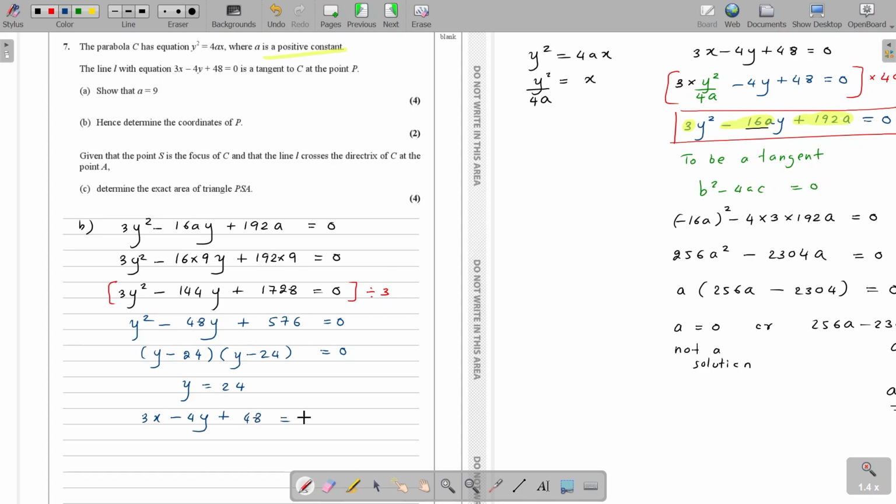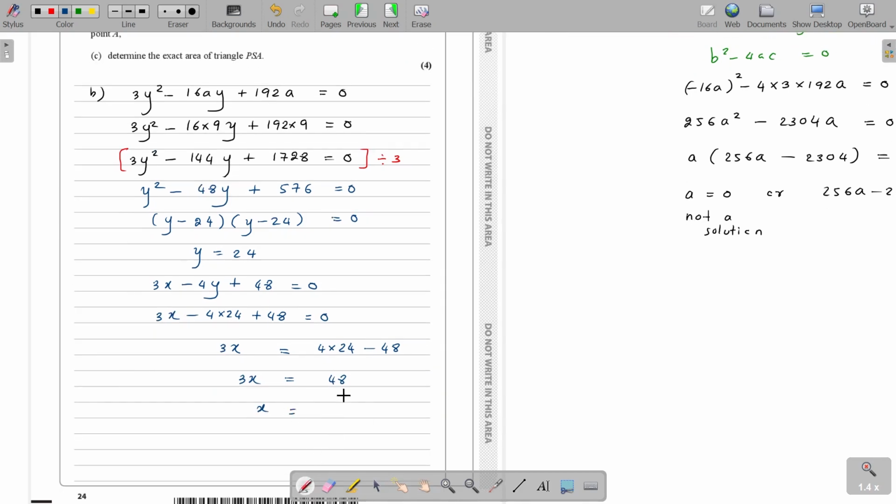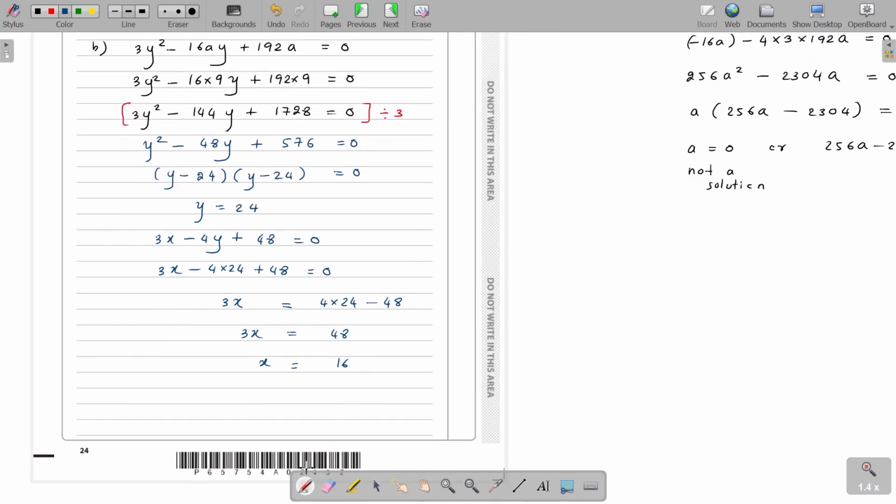So 3x minus 4 times y, y is 24, plus 48. Can I know the answer for x? Minus 4 times 24 goes as plus 4 times 24 minus 48. How much is 4 times 24 minus 48? 48 divided by 3. Divide by 3, x is 16. So the coordinates of P are 16, 24. Are you with me? Is this clear?